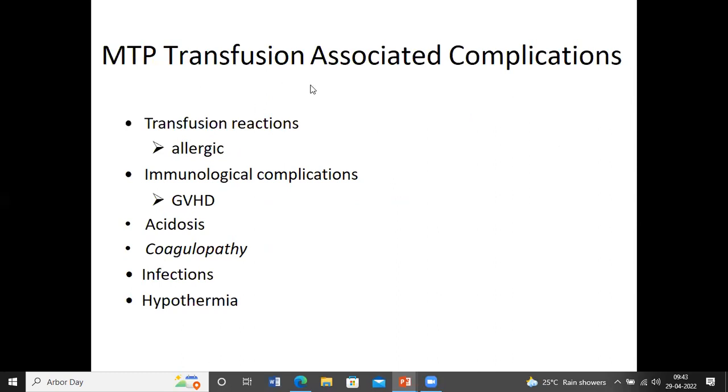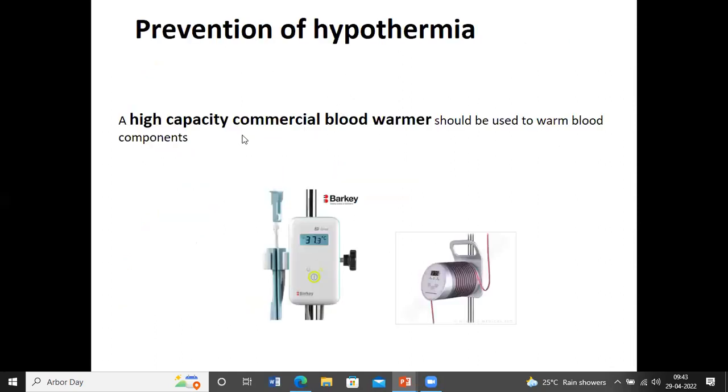MTP transfusion does not come without any complications. As you can see, it can cause allergies, graft versus host disease, acidosis, coagulopathic infections, and hypothermia. Hypothermia is something we want to prevent as much as possible, and this can be done by using high-capacity commercial blood warmers such as this. And by doing this, the hypothermia of the blood is reduced, again, thereby reducing the coagulopathies.